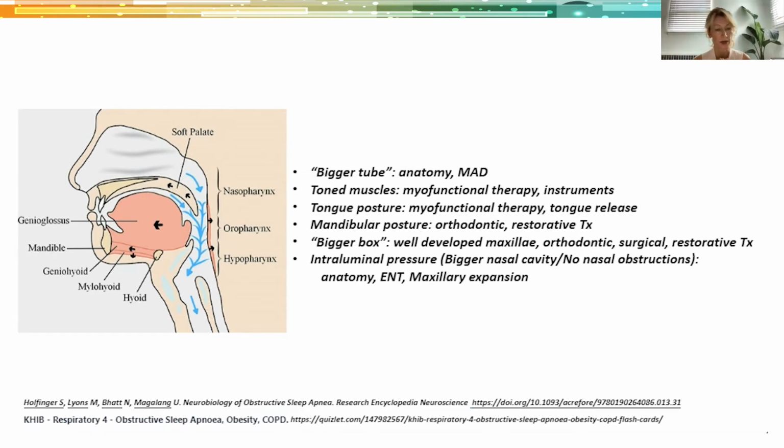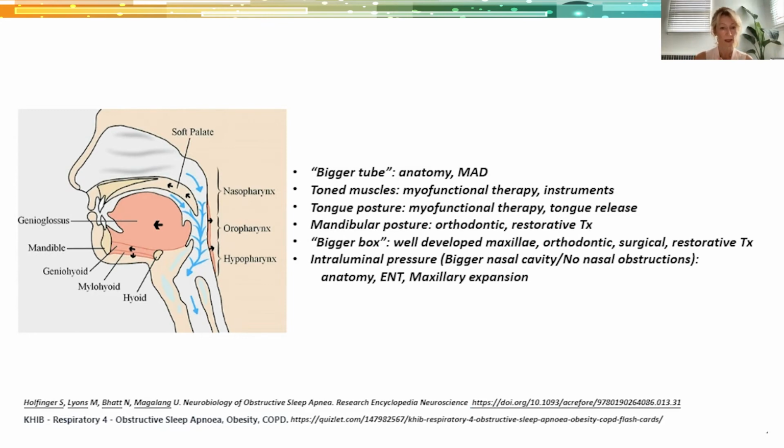Also, mandibular posture is an important part to look at. We know that for some patients with crowding of the maxillary anterior teeth, the mandibular teeth go behind and the mandible gets trapped. So now this whole complex is pushed back. And again, that mandibular position is something that can contribute to a narrower airway. And this is where orthodontic therapy or restorative treatment can help, by opening up the arch and releasing the mandible to go to the physiological position and open the airway.